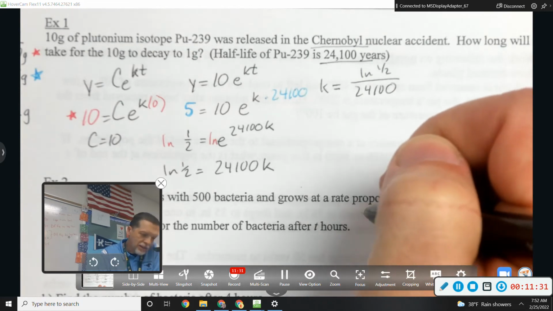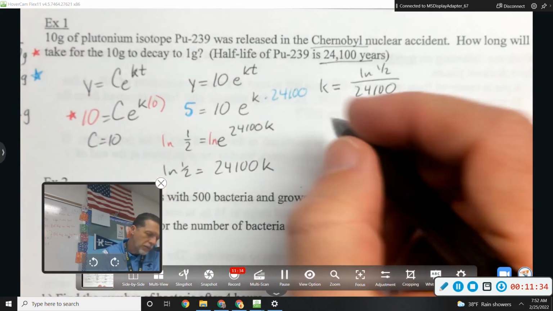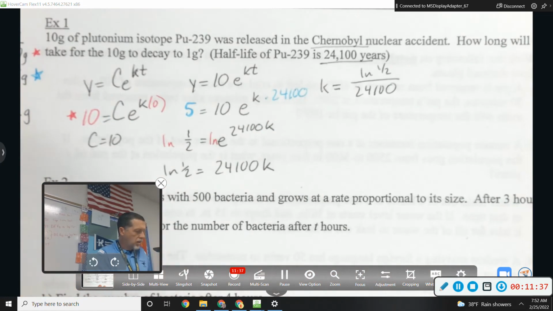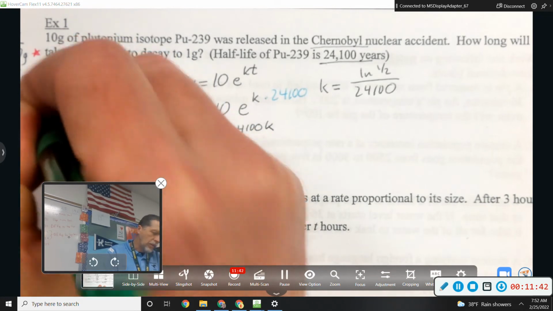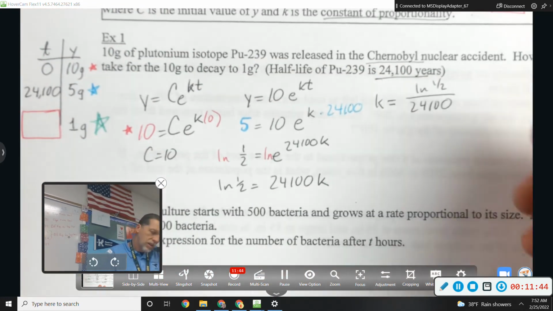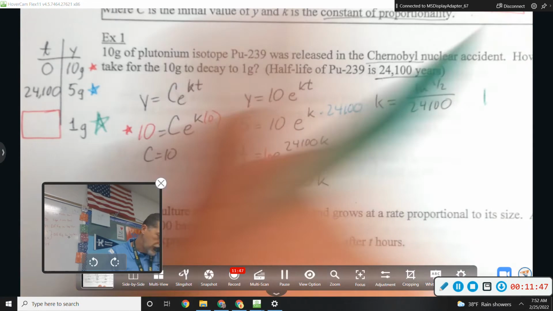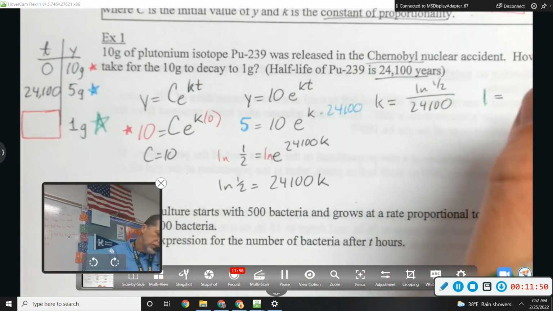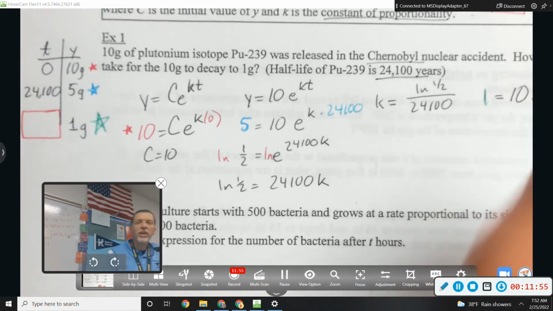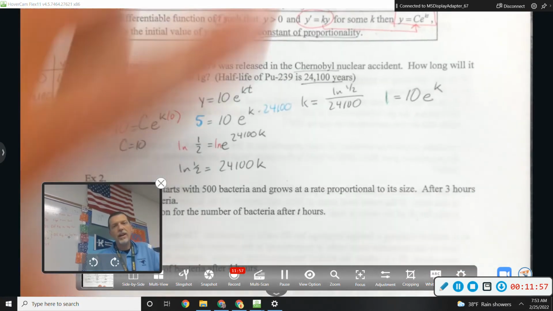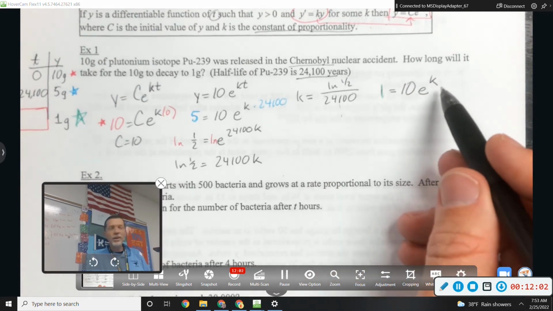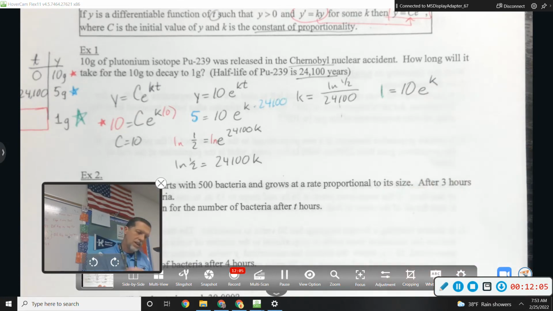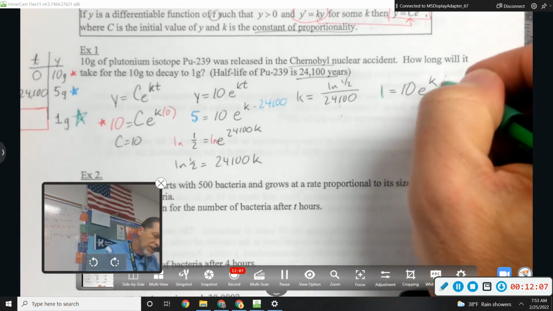Now what I want is how long will this take to get to 1 gram? So that means I'll use my final point, although there's kind of an unknown in the point. So 1 gram equals C, which is 10, e to the, I'm just going to put K there now because I know what K is. I don't want to write all that. That would be ugly. So I'm writing K, but it's not an unknown anymore. It's a known K. What I don't know is T.